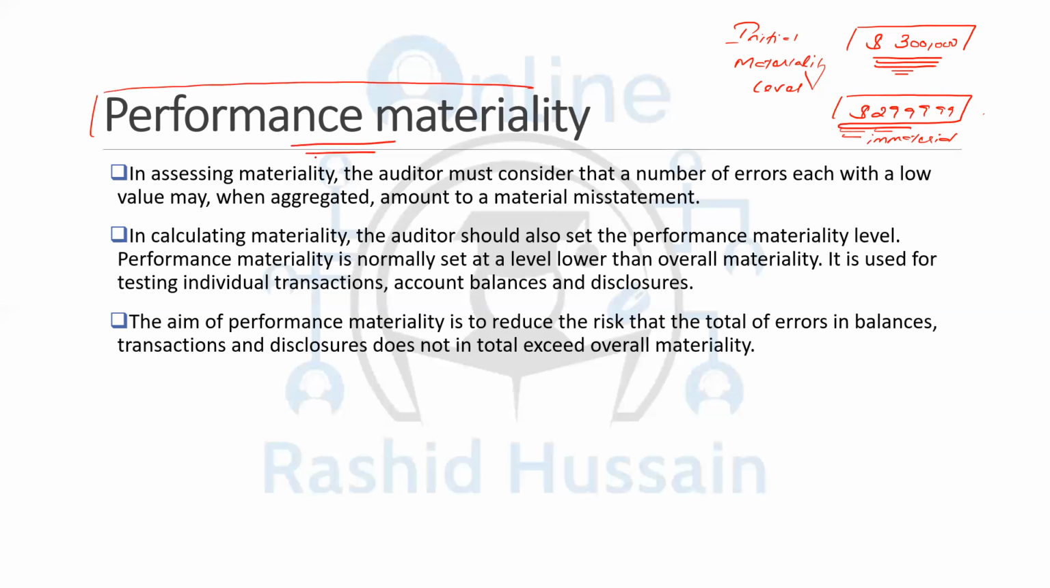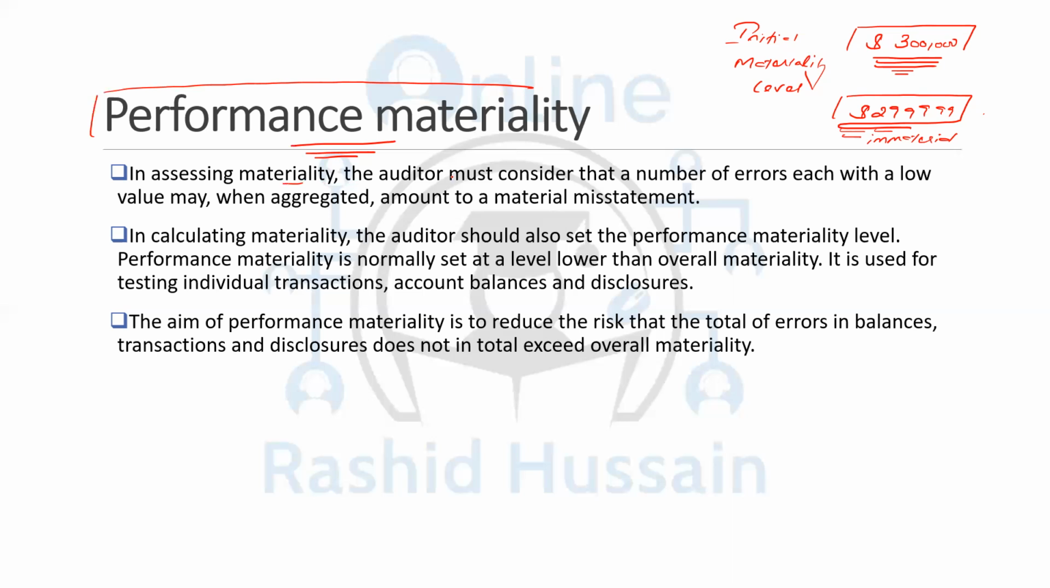So the performance materiality says that when the auditor is doing the testing, practically the auditor should reduce the materiality level. They should reduce the materiality level, and the materiality level should be less than the initial materiality level or overall materiality level. Let's assume my overall materiality level is 300,000. I should bring it down to 2,50,000, let's assume. In order to detect those misstatements which are not material individually, but they are material in aggregation. So this is the concept of the performance materiality.